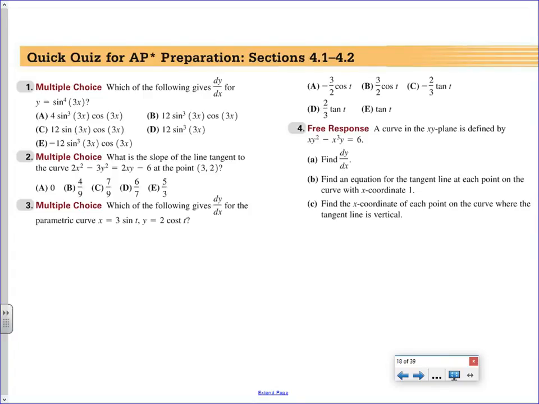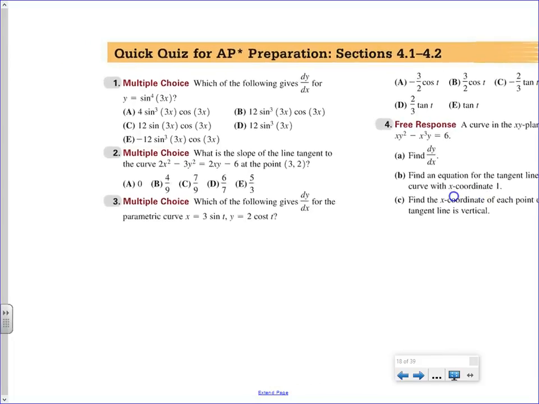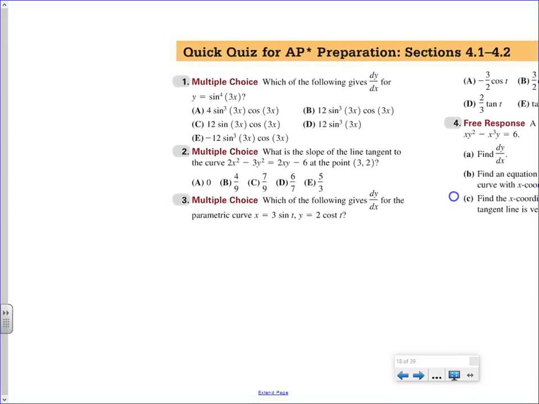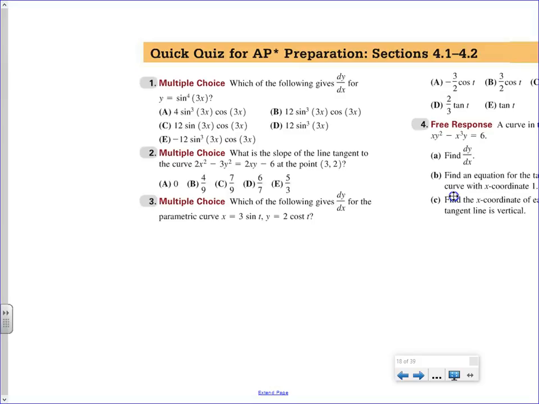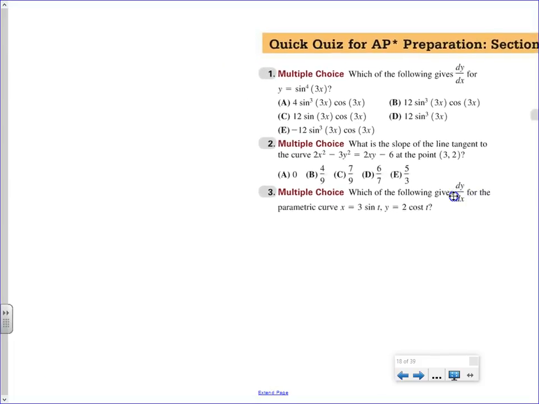On number 2. On number 2. Question. I like 1 and 2 both. Can you do 1 and 2? We're going to do 1 and 2.